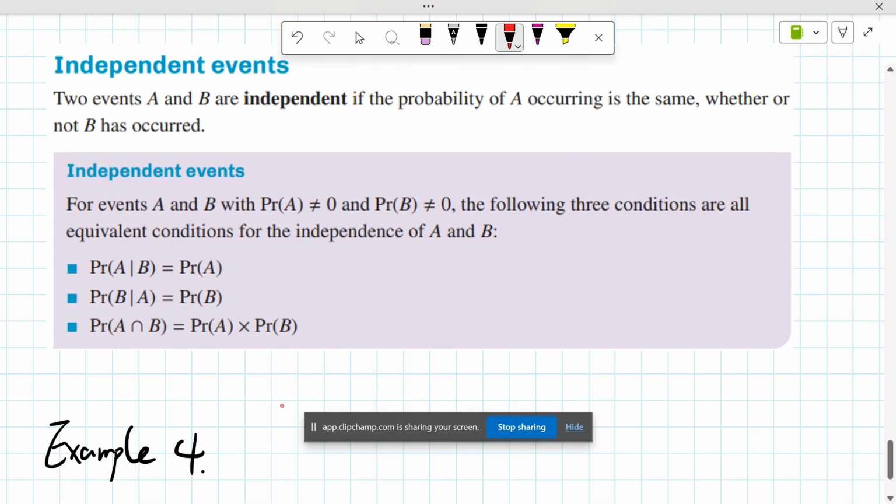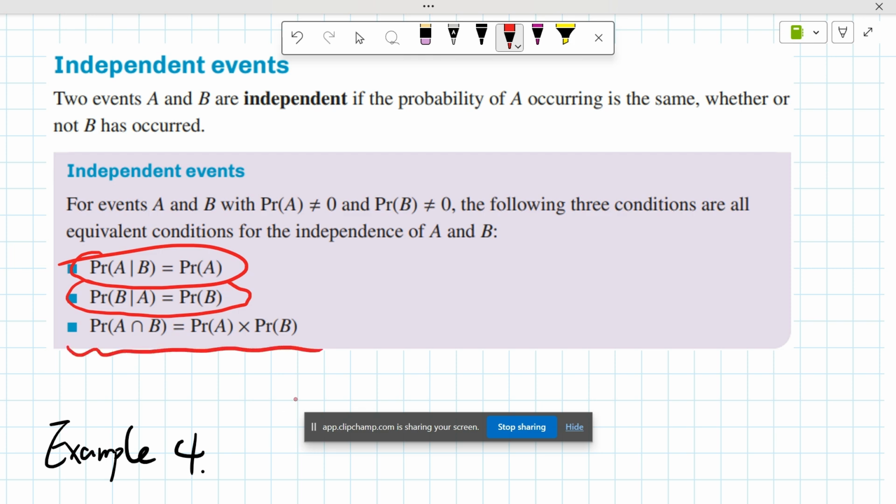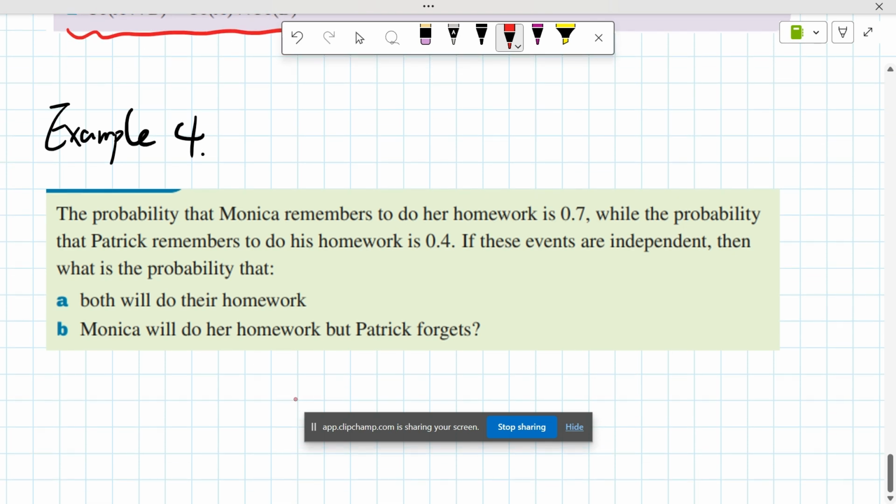Now we're going to look at independent events. So what are independent events? For A and B with their probabilities, there are 3 conditions for independence. The first one: the probability of A given B equals the probability of A. The probability of B given A equals the probability of B. And for the intersection, you multiply those two. That's what it means if you say the events are independent.